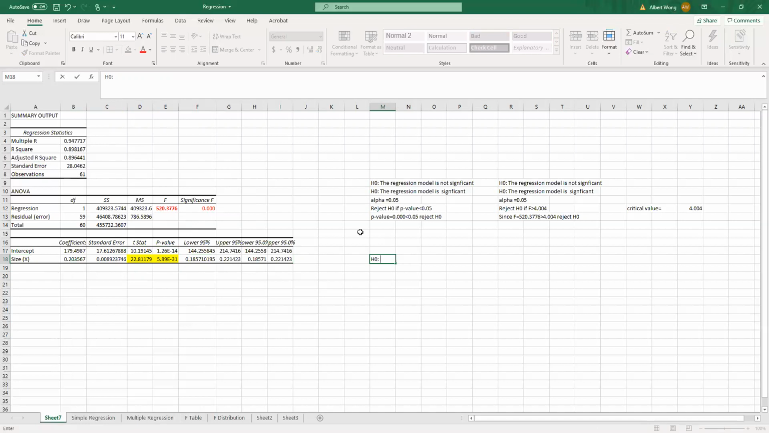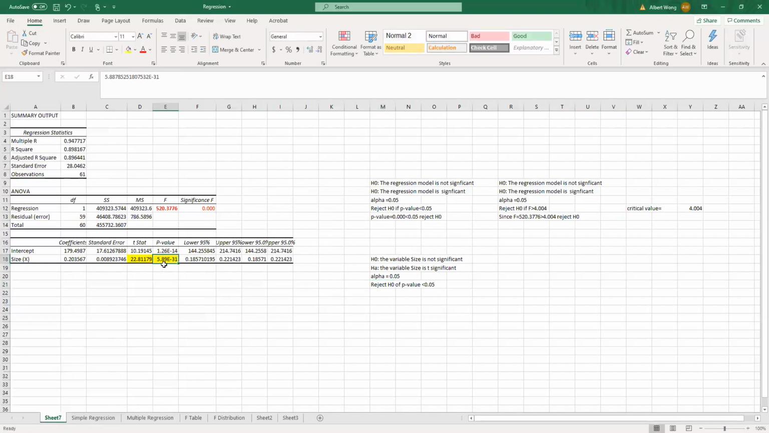We say H0 means that the variable size is not significant. And the alternate hypothesis, the research hypothesis, of course, is that the variable size is significant. Let alpha equal, say, 0.05. And then if you use the p-value approach, we say reject H0 if the p-value is less than alpha. And if you use Excel, the p-value is calculated right here.